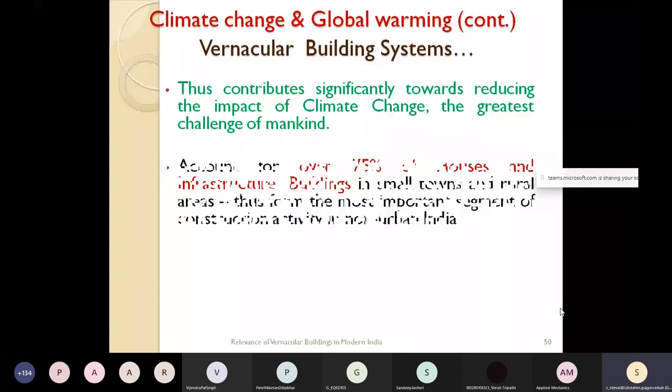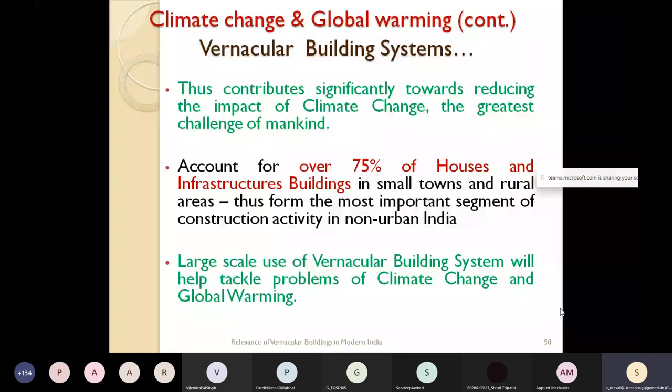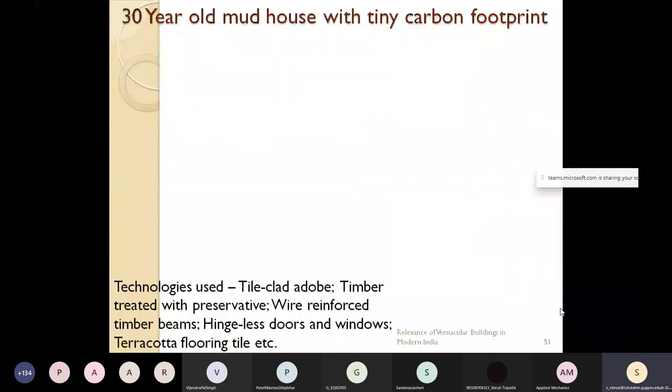Now, these kind of buildings account even today for 75% of houses and infrastructure building in small towns and rural areas. So they form a most important segment of construction activity. If these vernacular systems are continued on a large scale, I think they will help us tackle the climate change and global warming.